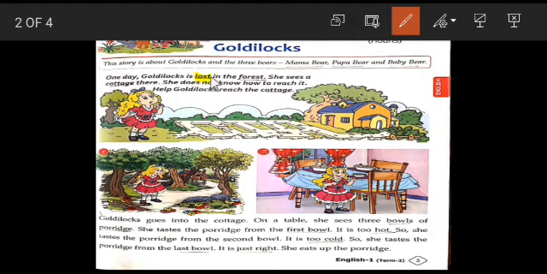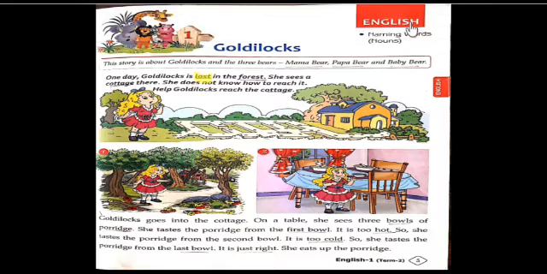Okay, you can see here. So lost means unable to find the way. Unable to find the way or thing. So we say lost. So she does not know the way to go back to her home. Okay. Then where is she lost? She is lost in the forest.